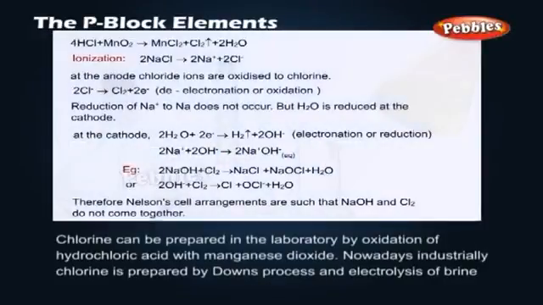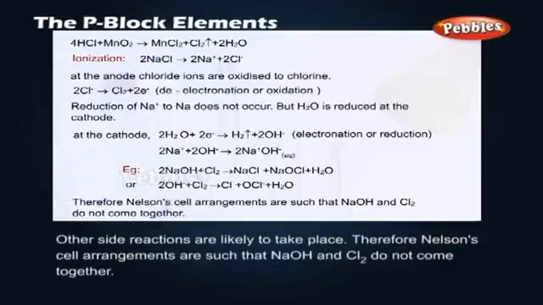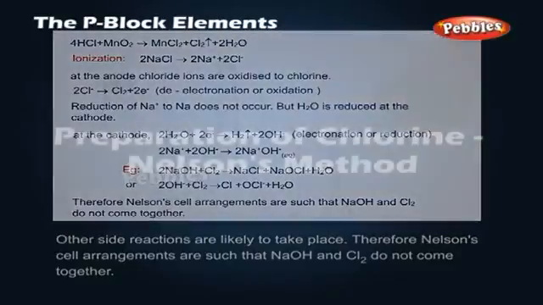Preparation of chlorine. Chlorine can be prepared in the laboratory by oxidation of hydrochloric acid with manganese dioxide. Nowadays, industrially, chlorine is prepared by Downs process and electrolysis of brine solution using Nelson cell. In the Nelson's process, brine solution is electrolyzed. The reactions shown above take place. In the electrolytic cell, if the products come into contact with one another, other side reactions are likely to take place. Therefore, Nelson's cell arrangements are such that NaOH and Cl2 do not come together.